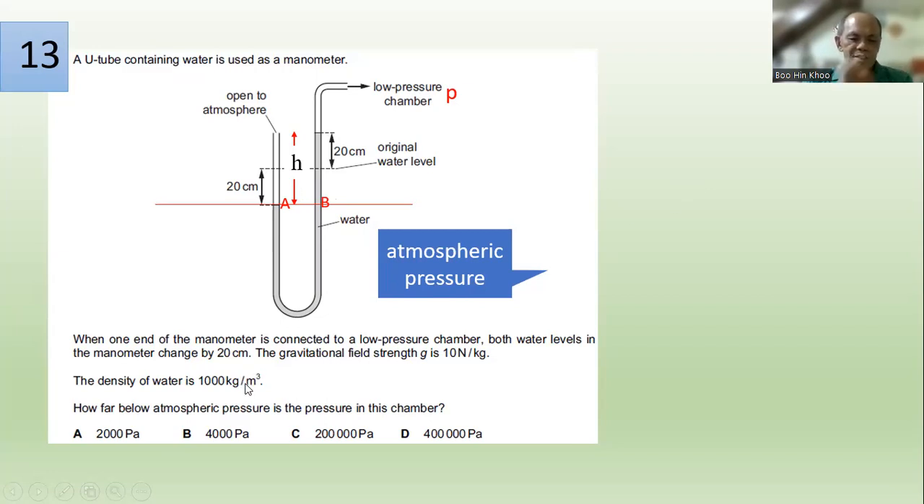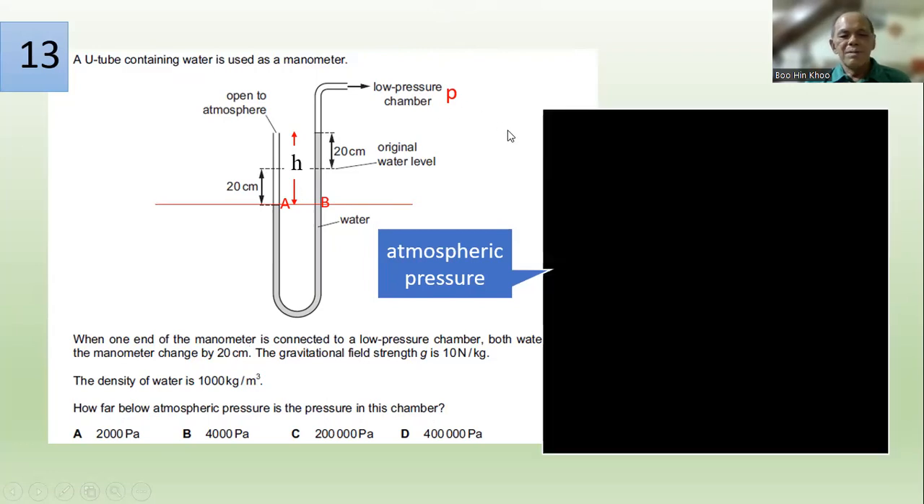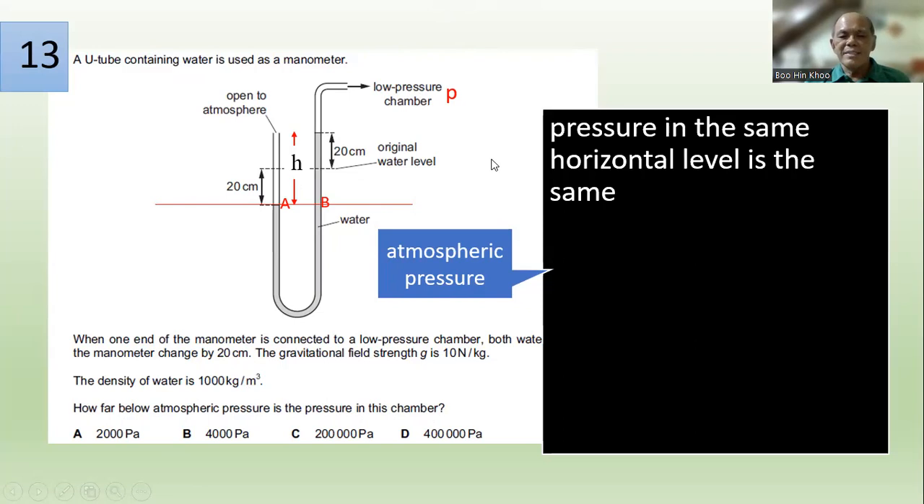Density of water is 1000. That's the water that you use. How far below the atmospheric pressure is the pressure in the chamber? There's a chamber here. Pressure at the same horizontal level is the same. We take the same horizontal level. That's the gas pressure, and that's the atmospheric pressure.